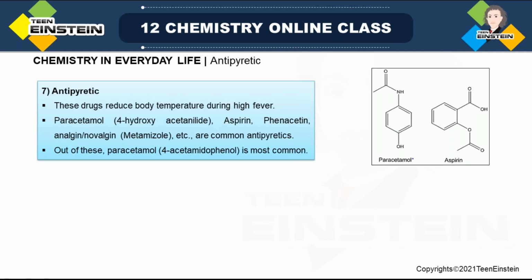Paracetamol, which is 4-hydroxyacetanilide. Acetanilide is an NHCO-CH3 group attached to a benzene ring, but we also have an OH group at the 4 position, so it is 4-hydroxyacetanilide. Then aspirin, phenacetin, then analgin or novalgin. Both are actually the same structure, but different names are there. And metamizole, which is the common name used for this type of structure. So it is important to know the alternative names, because in a question which name will be given, that we do not know, right? So these are the common examples of antipyretics, and out of these, paracetamol is the most common.